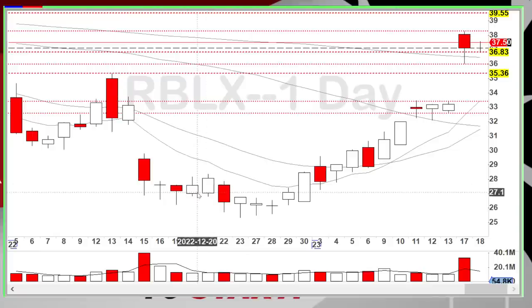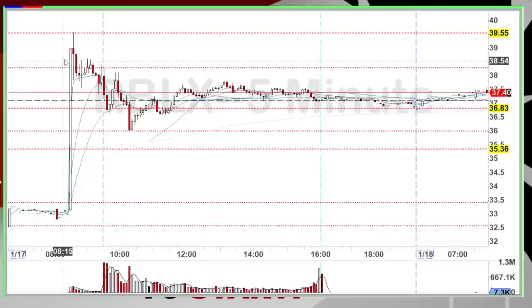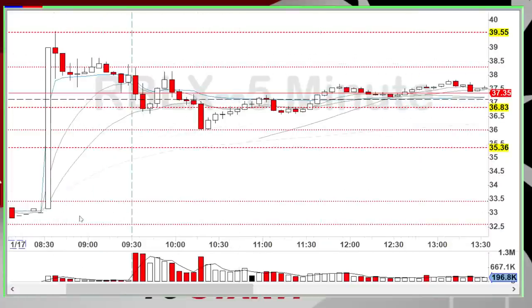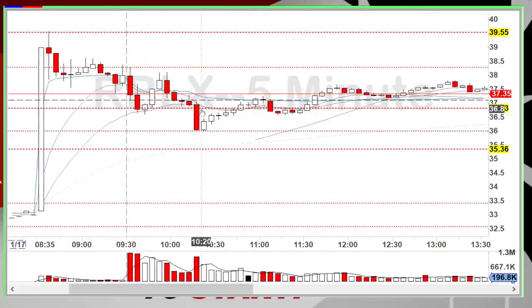Starting with Roblox. We have Roblox on deck. We'll look at our 5 minute as well. Roblox had a crazy pop yesterday pre-market, going from 33 all the way up to almost 39 and back down. Market open though was a little bit tough to trade.